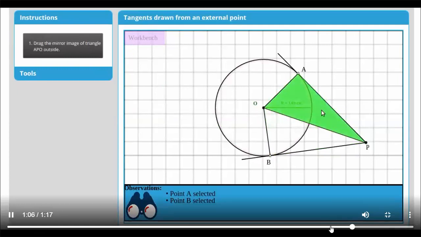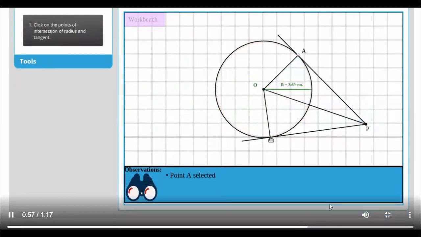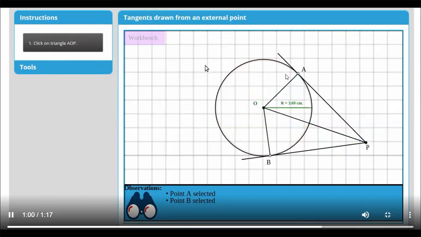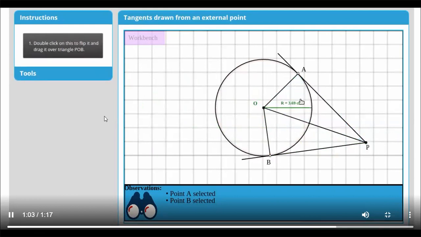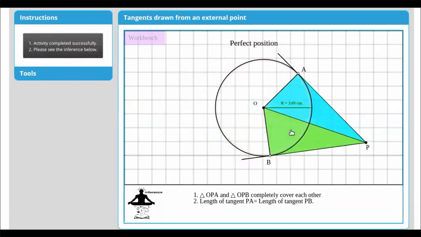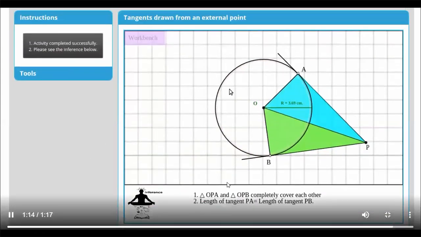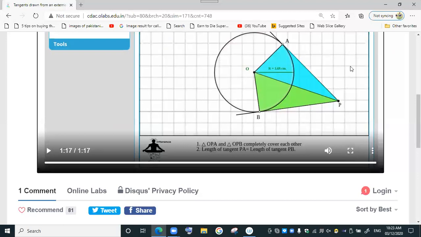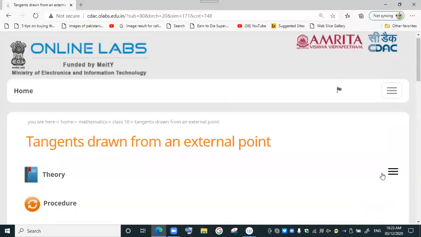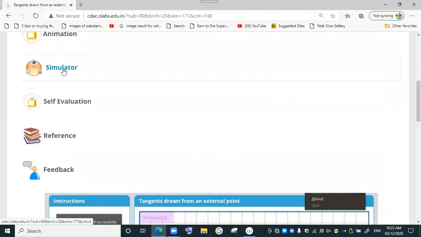Double click to flip it and drag it. Click on triangle AOP and double click to flip and drag it. Okay, and keep it here. So this will perfectly fit. That will show that AP is equal to PB. Okay. So we can do it also on the simulator.